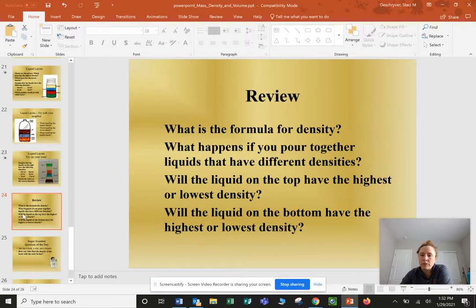All right, so to review, the formula for density is mass divided by volume. If you pour together two liquids that have different densities, they're not going to mix. The liquid on the top is going to have the lowest density. The liquid on the bottom is going to have the highest.